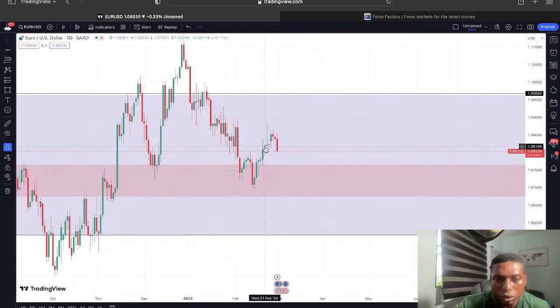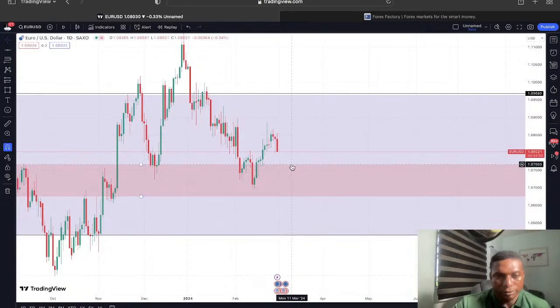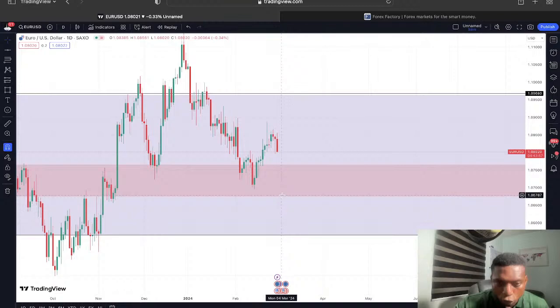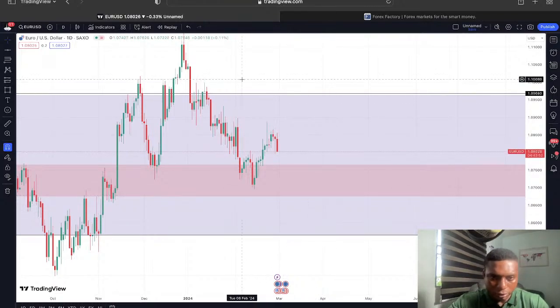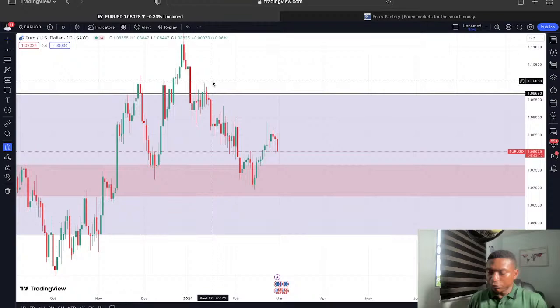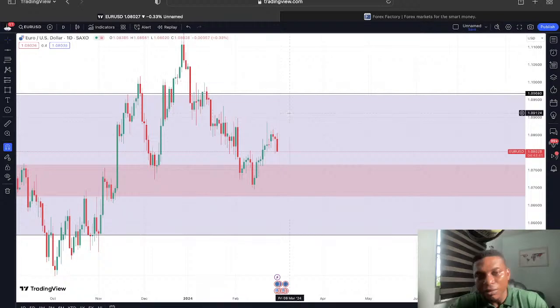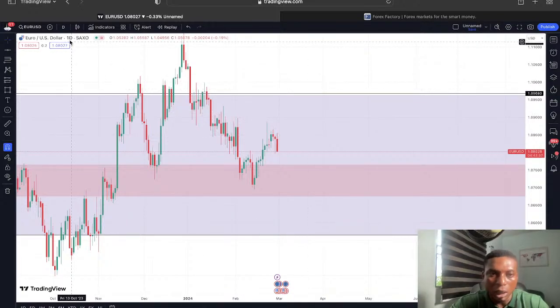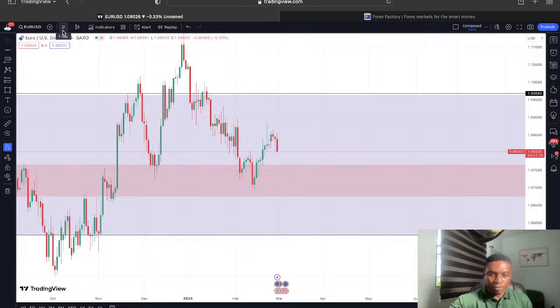All right, might be looking to buy here. So what do you do as a trader? It depends on what kind of trading or what kind of trader you are. If you are an intraday trader, then you want to leverage trading within the day.